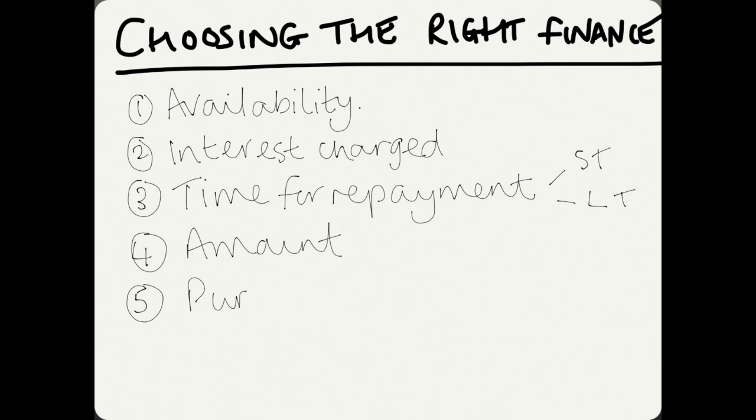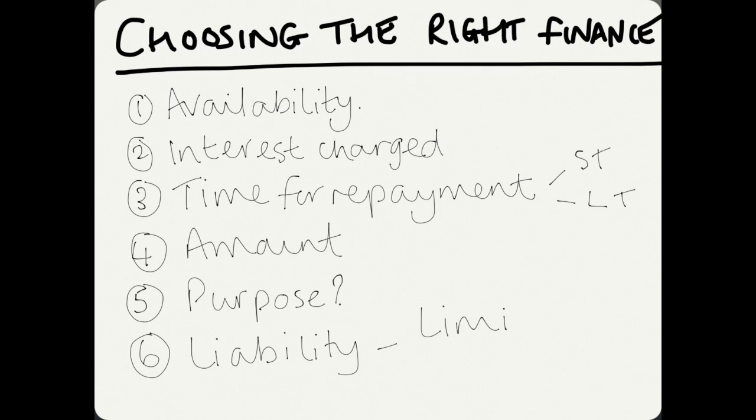The purpose is quite important. So what do they need the money for? Do they need to spend a lot on buying new machinery or new vehicles, or is it just for day-to-day expenses? And another consideration is the type of liability that the business has. So is it limited or is it unlimited? If they have unlimited liability, they may not borrow as much money because they would be personally responsible for paying that money back.